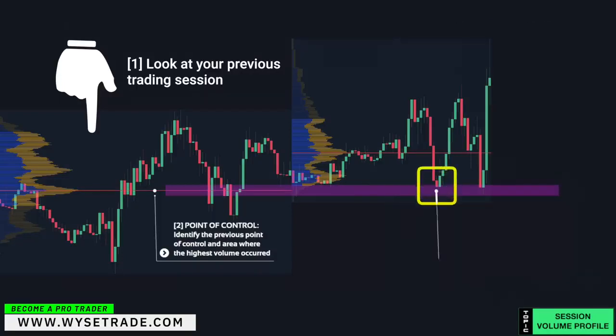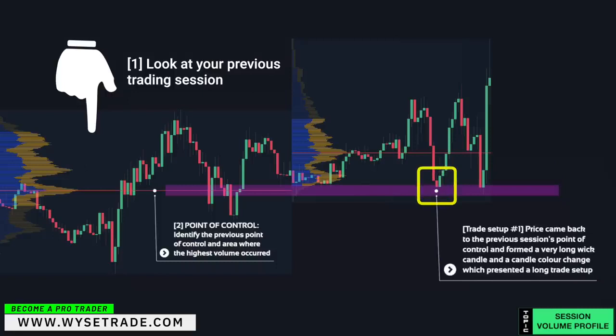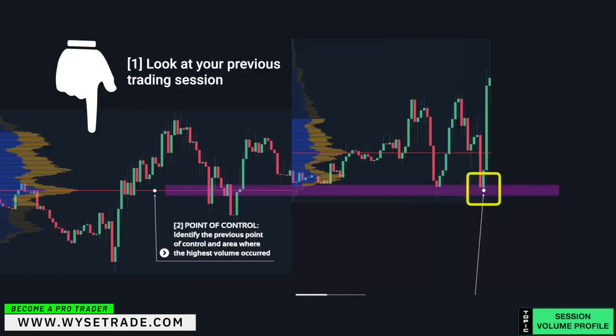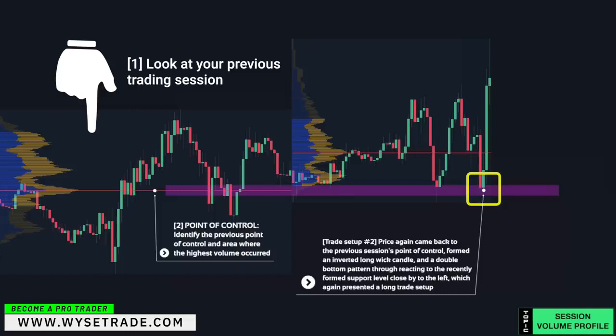So trade setup 1 is here, where price came back to the previous session's point of control and formed a very long wick candle and a candle color change, which presented a long trade setup. Trade setup number 2 is here, where price again came back to the previous session's point of control, formed an inverted long wick candle and a double bottom pattern through reacting to the recently formed support level close by to the left, which again presented a long trade setup.